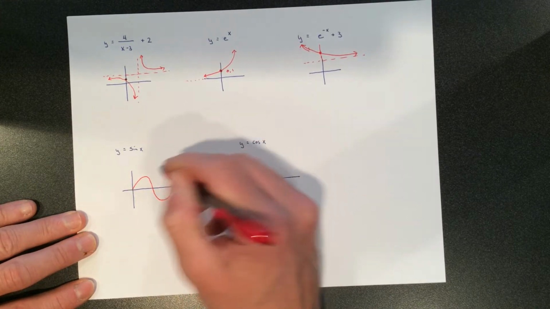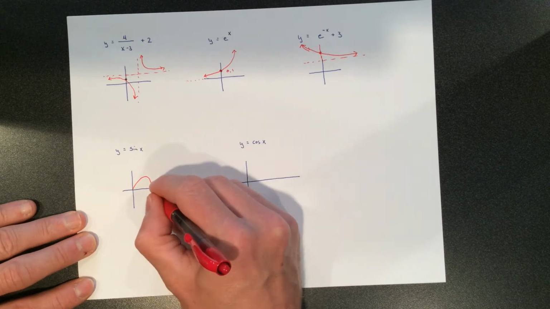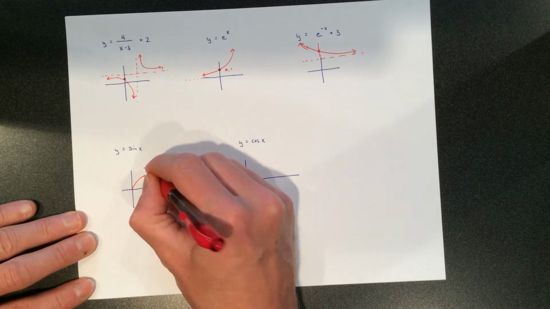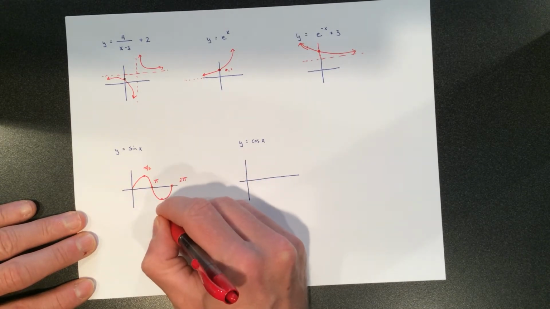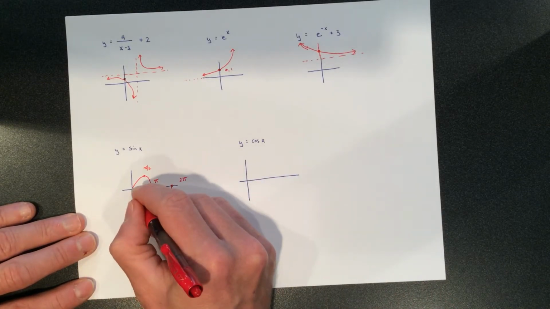So there's our sine. Period is 2 pi. That's pi. Sine of pi is 0. Sine of pi over 2 is 1. Sine of 3 halves pi is negative 1, and then you should know all those values. Sine of 0 is 0.